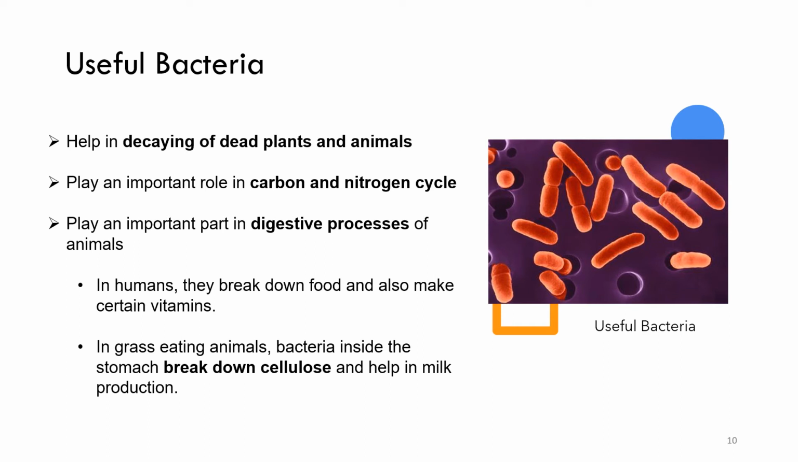Useful bacteria. Most importantly, bacteria help in decaying of dead plants and animals. They play an important role in carbon and nitrogen cycle. They also play an important part in digestive process of animals. In humans, it breaks down food and also makes certain vitamins like vitamin B12. In grass-eating animals, bacteria inside the stomach break down cellulose and help in milk production.